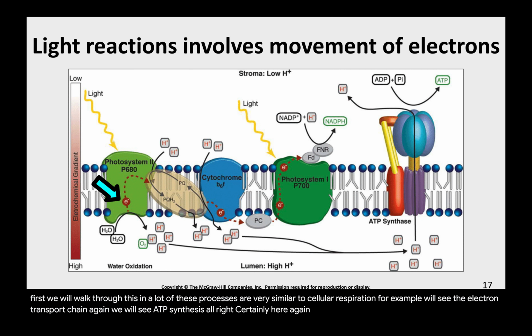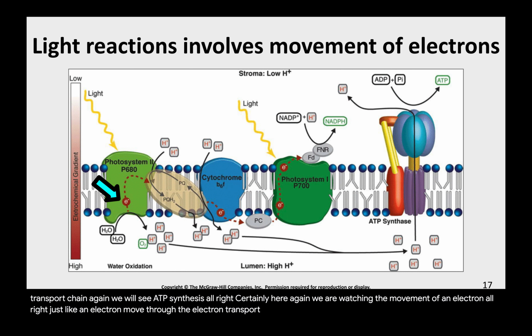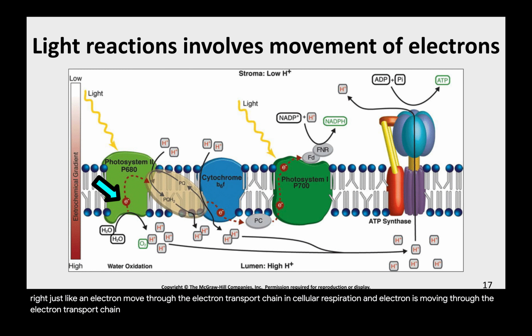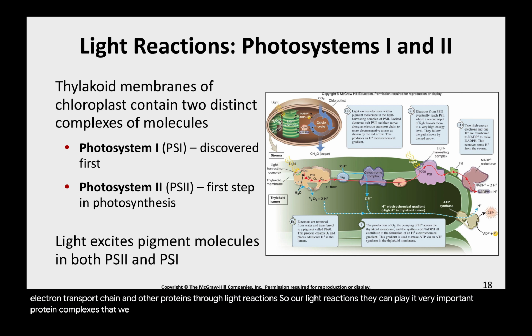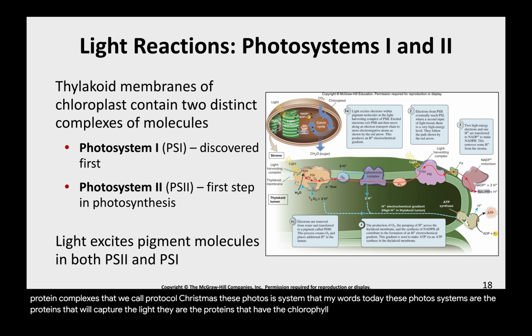Importantly here, again, we are watching the movement of an electron. Just like an electron moved through the electron transport chain in cellular respiration, an electron is moving through the electron transport chain and other proteins through the light reactions. Our light reactions contain these very important protein complexes that we call photosystems. These photosystems are the proteins that will capture the light. They are the proteins that have the chlorophyll.